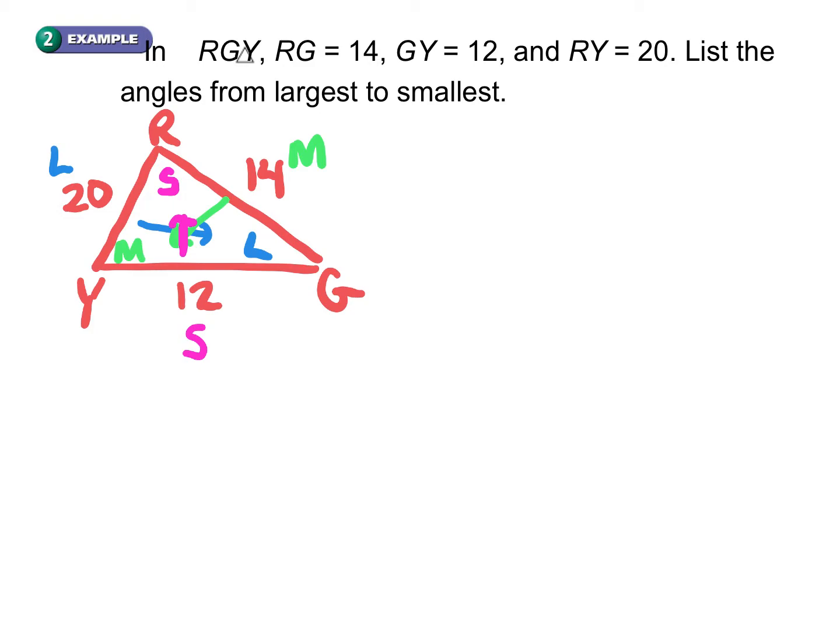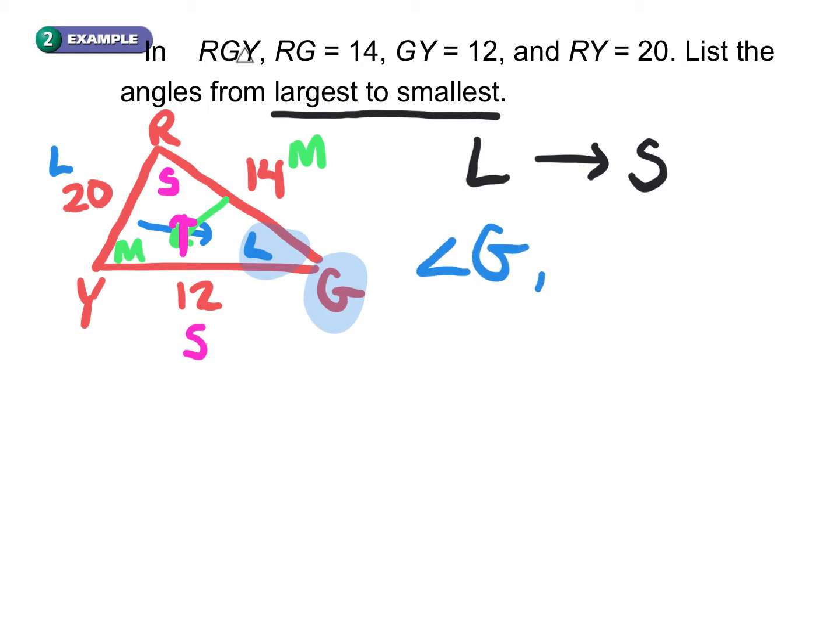So if I want to list the angles from largest to smallest, I first have the largest angle, which is angle G. Then I need the medium angle, which is angle Y. And then lastly, I need the smallest angle, which is angle R.